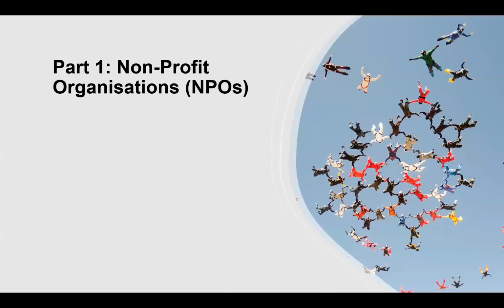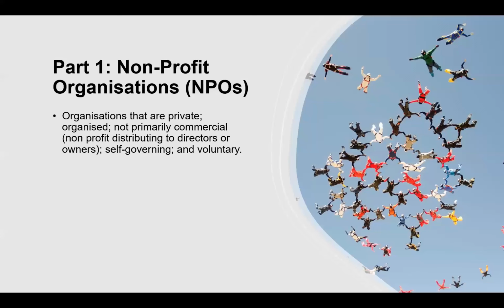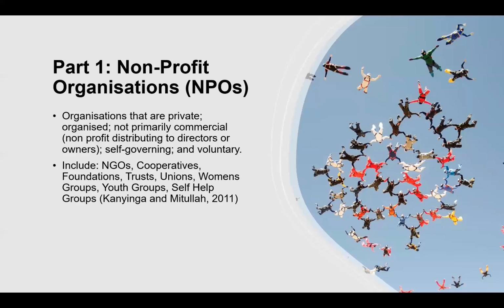So just to set the ground, non-profit organizations are defined as organizations that are private, are organized, they are not commercial, and they don't distribute any profits or income to directors. Again, in Kenya, they include NGOs, cooperatives, foundations, trusts, unions, women groups, youth groups, self-help groups, etc. So it is just good to clarify this. When we talk of non-profits, we're talking of all these types of organizations.